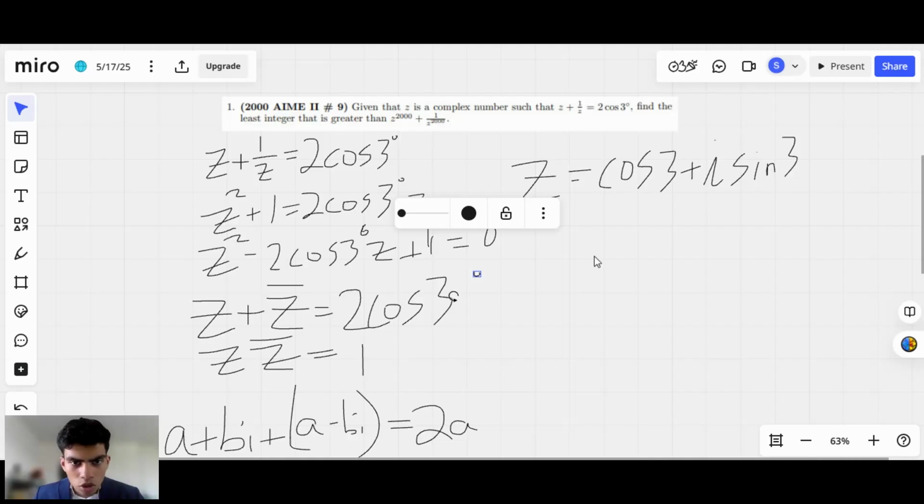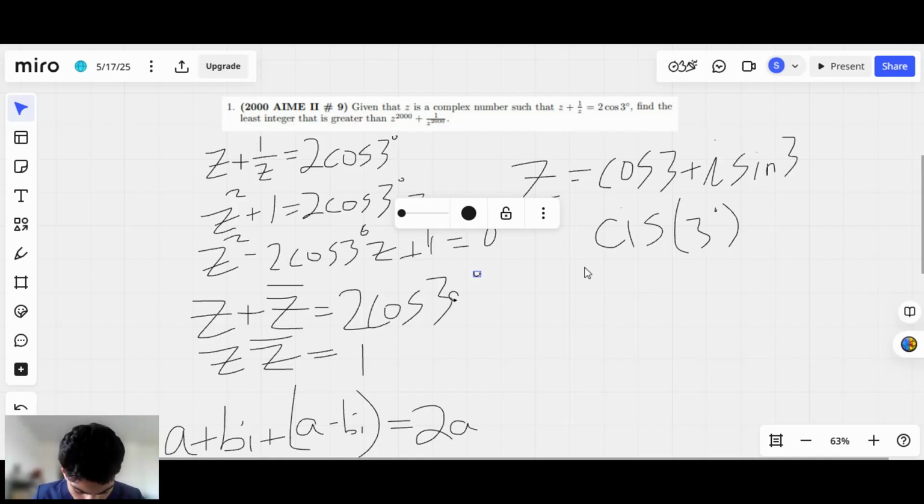Okay, so now let's go back to what it was asking. The question was asking, what is the least integer that is greater than z to the 2000 plus 1 over z to the 2000? All right, so we can represent this as cis of 3 degrees. Cis basically means cos plus i sine. It's just the shorthand form of writing it.